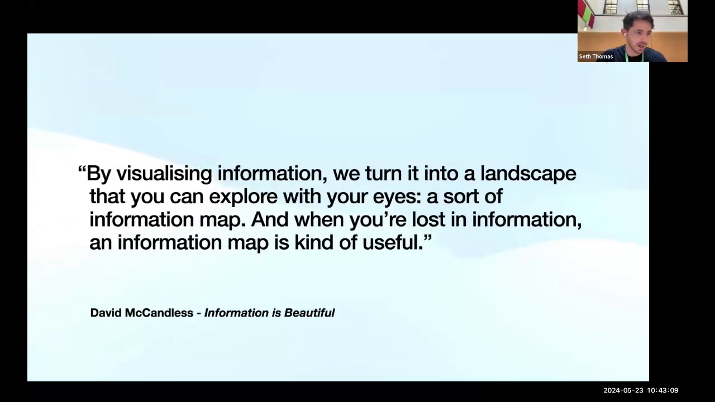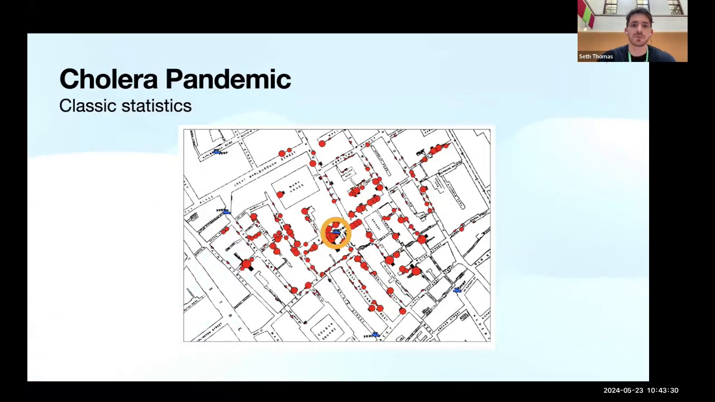And I want to draw your attention to this quote by David McCandless, who is the founder of a website called Information is Beautiful. And he says, by visualizing information, we turn it into a landscape that you can explore with your eyes, a sort of information map. And when you're lost in information, an information map is kind of useful. And that's exactly what this is.